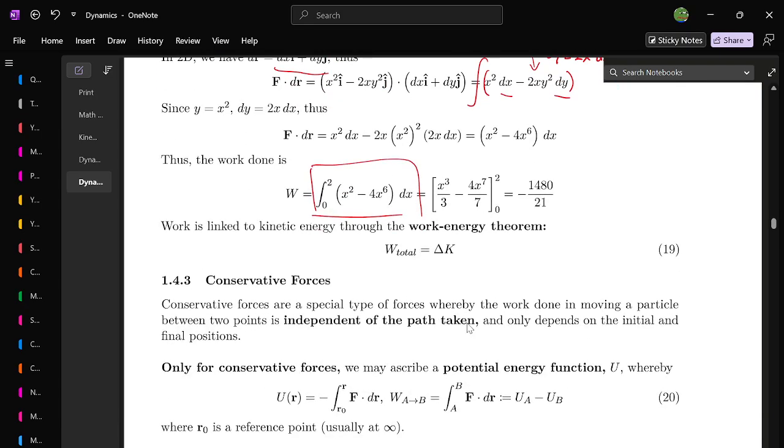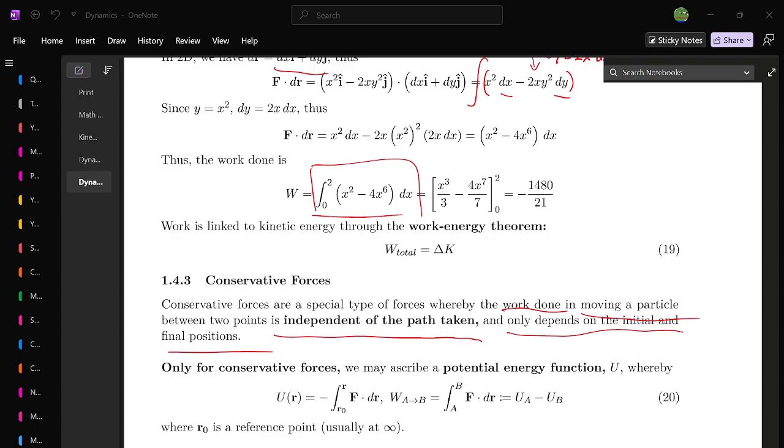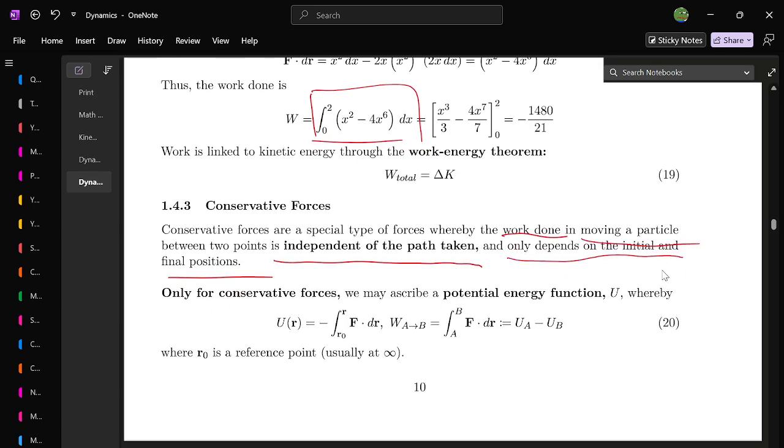Okay. Now we have a special type of forces, which we call conservative forces. These types of forces are special because the work done in moving a particle between 2 points is independent of the path that's taken. It only depends on the initial and final positions actually. Because of that, you can ascribe a potential energy function, which we just call U, to be like that. This is how we define potential energy for a given conservative force F. So take note that F is conservative.